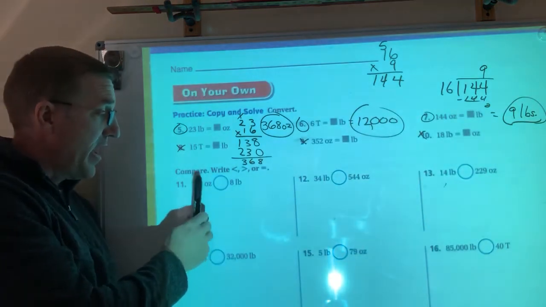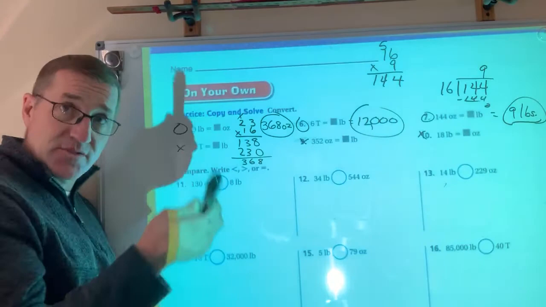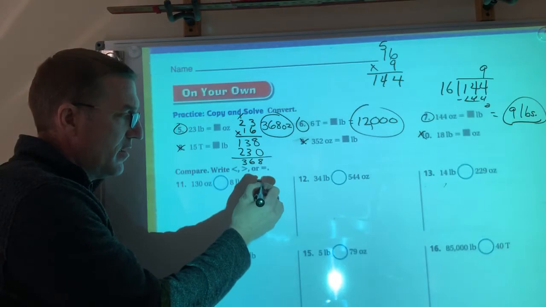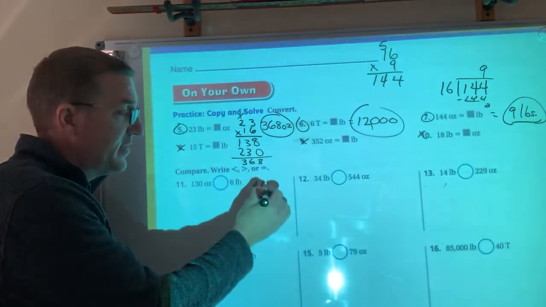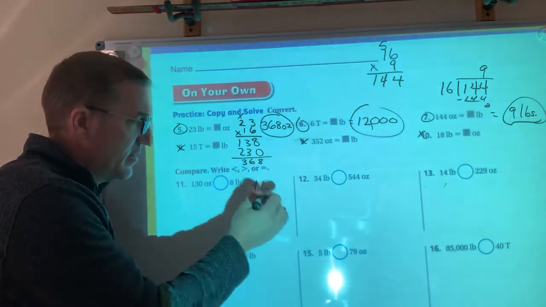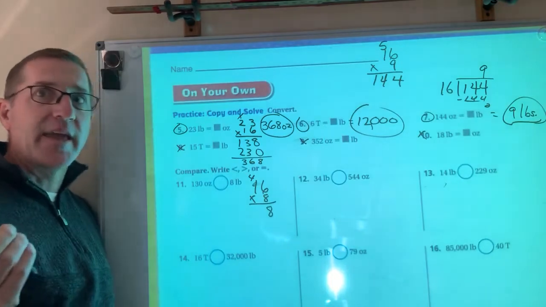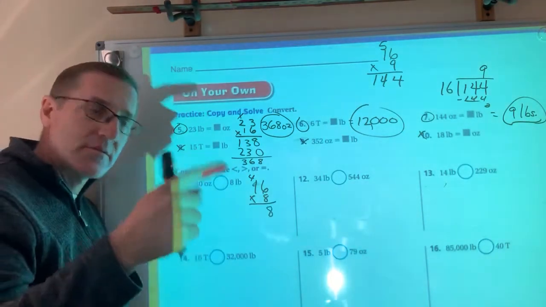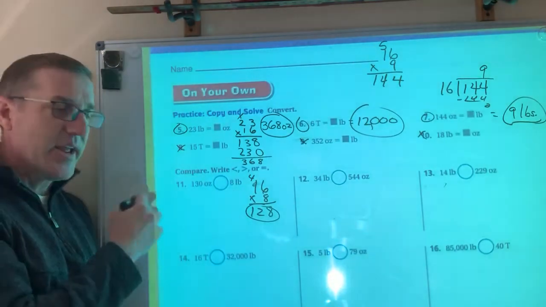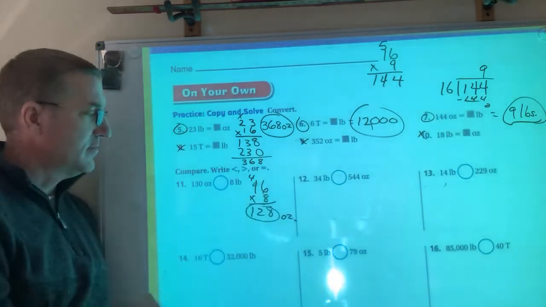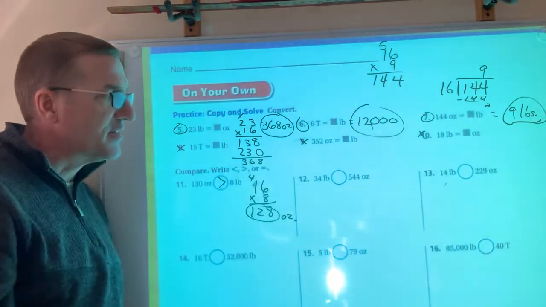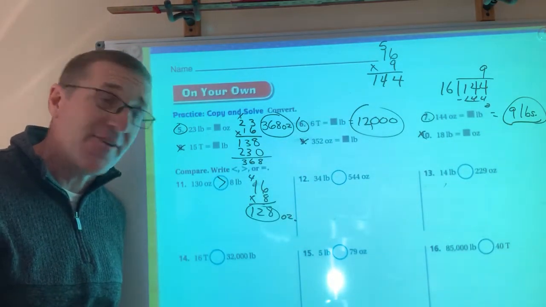So what's bigger, ounces or pounds? That's right, pounds are bigger. So I'm going to take 8 and I'm going to multiply it by what? 16. So I'm gonna write 16 times 8. 6 times 8 is 48. 8 times 1 is 8, of course, plus the 4. 12. I get 128. So which is bigger, 128 or 130? Pac-Man always eats the bigger number, right? 130.